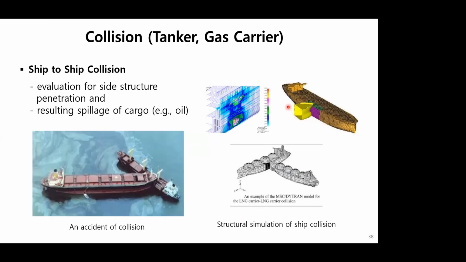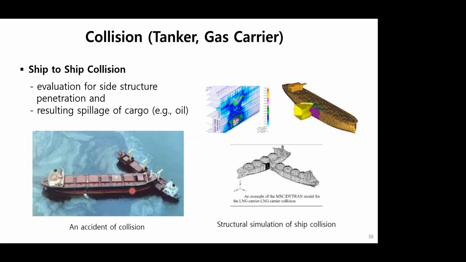One of the loading conditions we need to consider when designing hull structure is collision, especially for oil tankers and gas carriers, such as LNG carrier. We often hear about an accident of ship-to-ship collision, as you see in this photo, where a large bulk carrier collided into small oil tanker. You can notice a big spillage of oil over the large area around the ships.